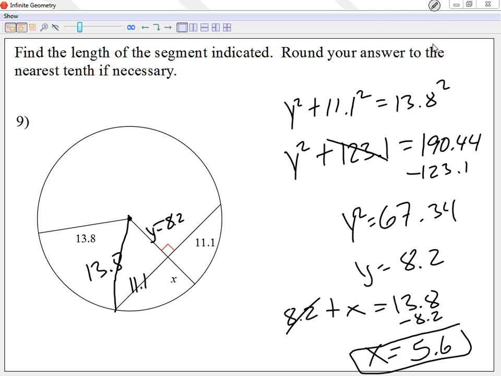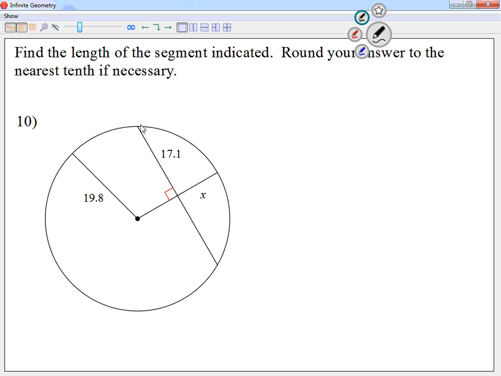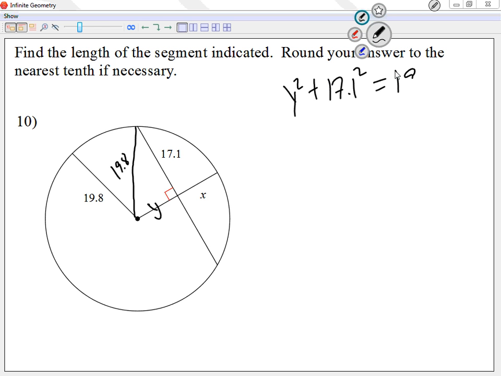Again, let me take a look at number 10. I'm going to complete my triangle here. I know the radius is 19.8 from here. This third side of the triangle, let me call it y because I don't know how big it is. So I'm going to write y squared plus 17.1 squared is equal to 19.8 squared.